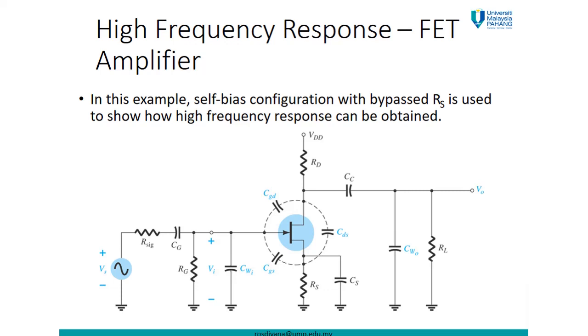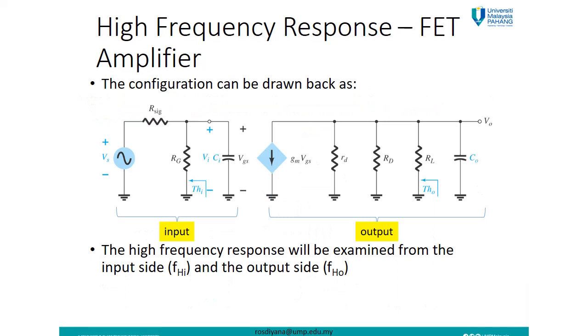In this example, self-bias configuration with bypass RS is used to show how high frequency response can be obtained. The configuration of self-bias can be drawn back like this. This is the AC equivalent circuit, and we can divide it into two areas. The left side is the input part, and the right side is the output part.